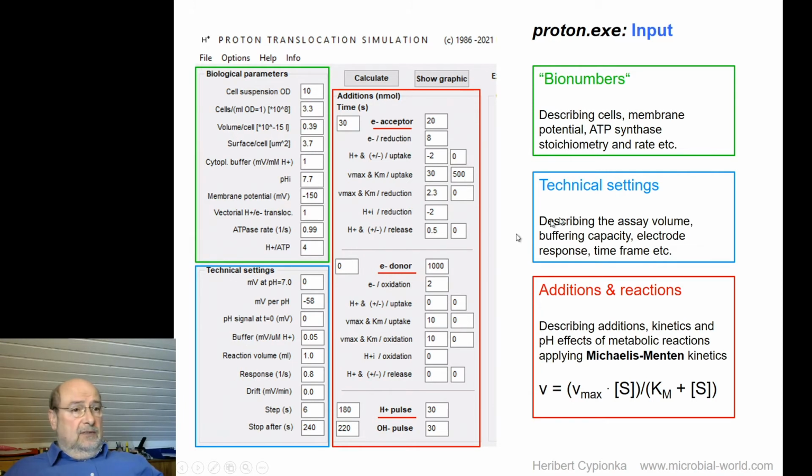And the technical settings include the assay volume, the buffering capacity of the outer bulk medium, the electrode response time, so it will not see within a millisecond all the protons that disappeared. There's some reaction time that you have to consider. And how long will you look at the experiment? I should say the program calculates the results for every second, but you could also make it show it only for every 6th second or 5th second, whatever you want, and stop after some time. And all these things will be demonstrated in the further tutorials. And last not least, the additions and reactions that we have.